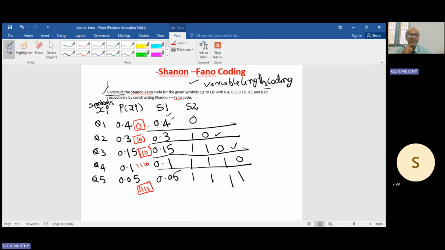We have observed in this example, the probabilities were already in the descending order. 0.4, 0.3, 0.15, 0.1, and 0.05. No need for you to arrange them again in the descending order. But sometimes it is necessary to arrange them. So let us go with one more example.